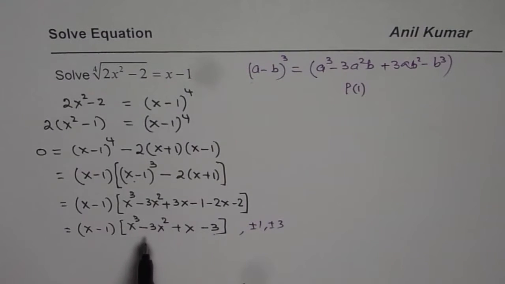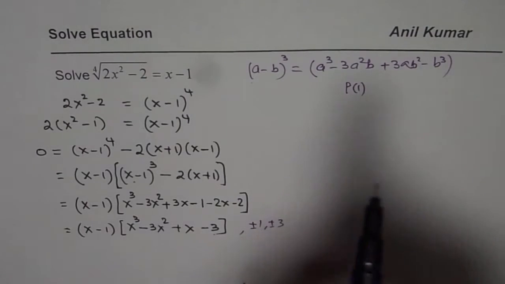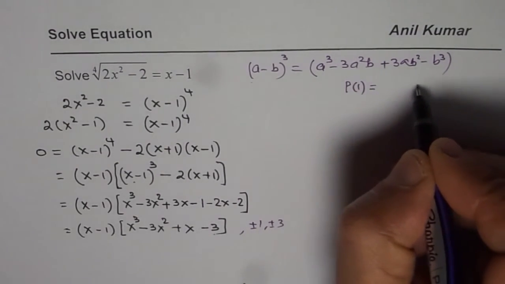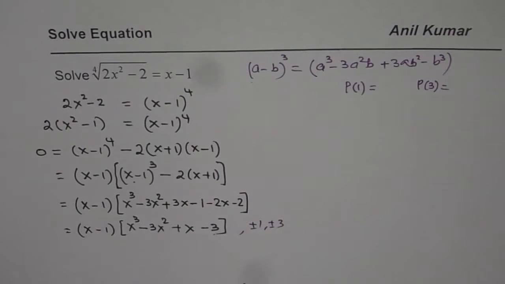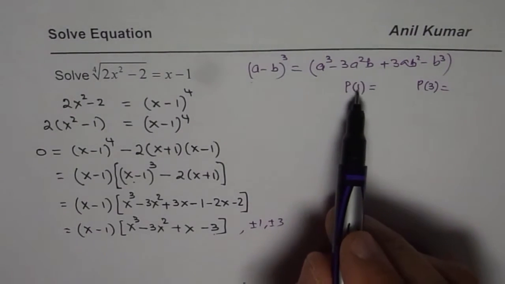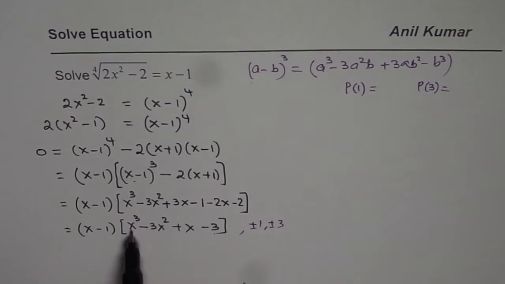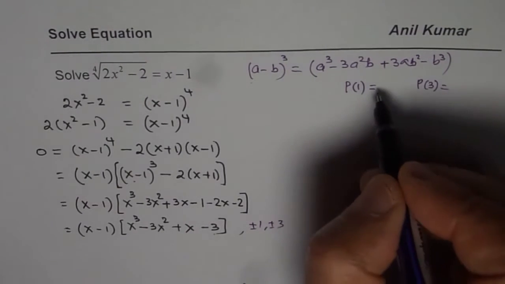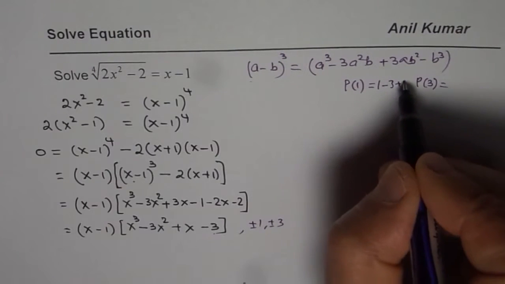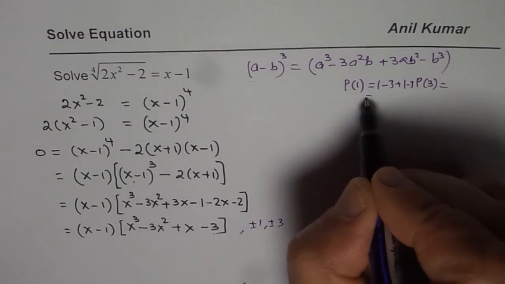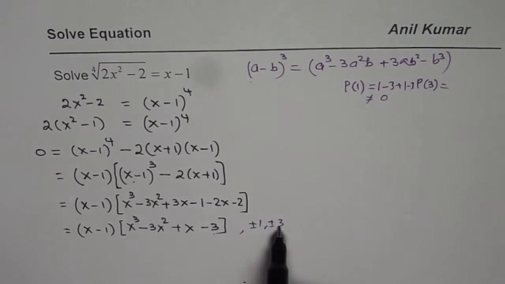Now since we have 2 negative numbers here, it is good to apply the positive numbers. So find what is p of 1 and also find what is p of 3. Some of them will give you 0, right? So if I write 1 here, what do I get? I get 1 minus 3 plus 1 minus 3. Well, that is not equal to 0. Now let me try 3 here.